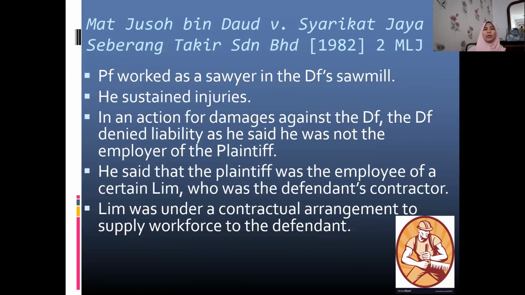Okay, and the plaintiff is the defendant's contractor's worker. So Lim was the contractor. Lim is actually the contractor of the defendant, the contractor of Syarikat Jaya Seberang Takir. So the defendant was saying, well, actually, Mak Yusof is the employee of his contractor, okay, not really the employee of Syarikat Jaya Seberang Takir. And then Lim, the contractor, was under a contractual arrangement to supply workforce to the defendant. So that's the argument by the defendant.